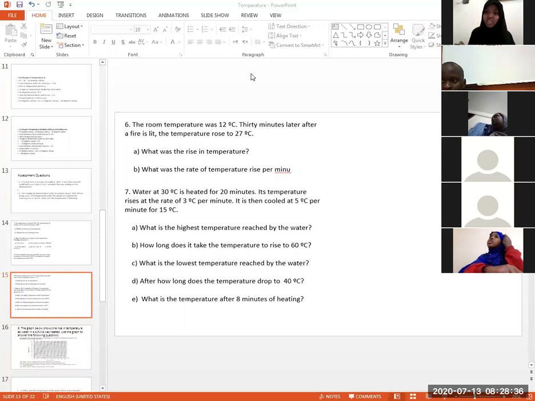Final temperature minus initial temperature. Very good, Vita. 27 minus 12. Yeah, that is very nice. That is how that question was supposed to be done. I gave you the formula for finding temperature change. It is the final temperature minus the initial temperature. Given the final temperature 27 degrees Celsius and the initial 12, it will be 27 take away 12. That gives us 15 degrees Celsius.